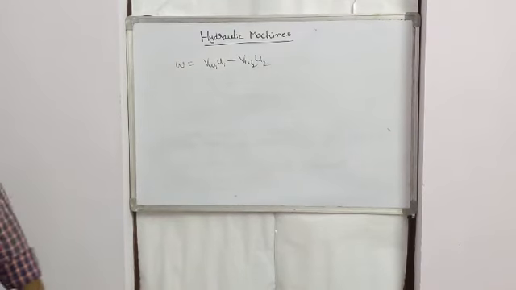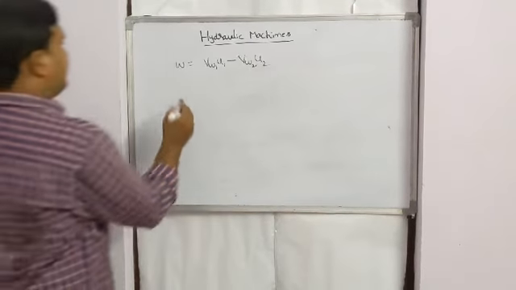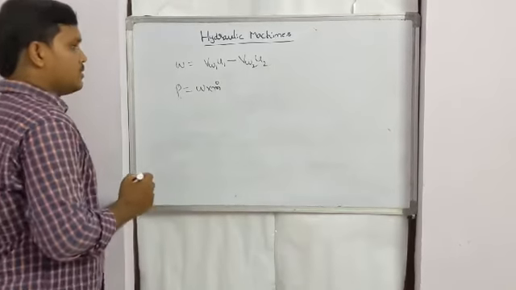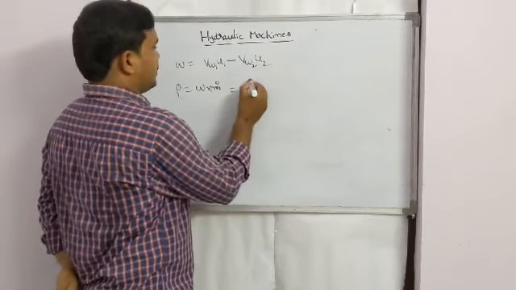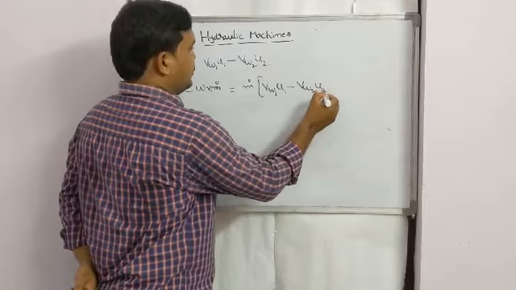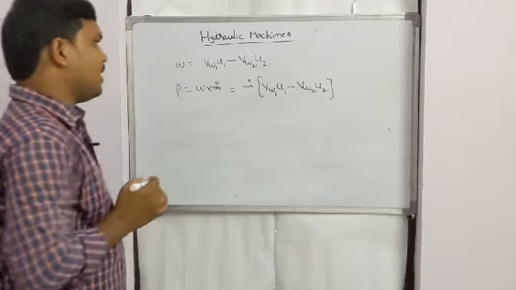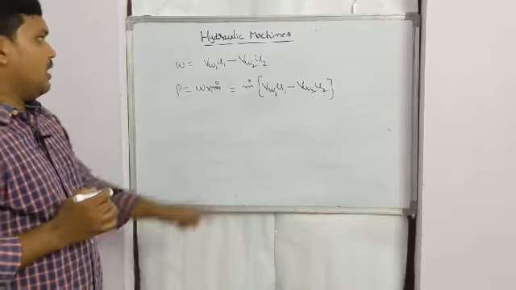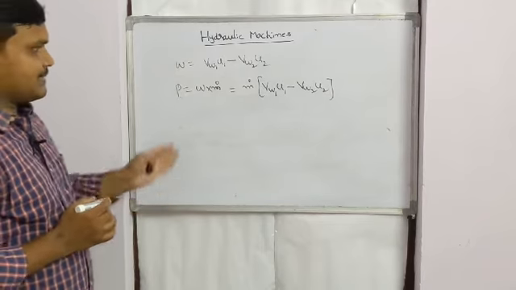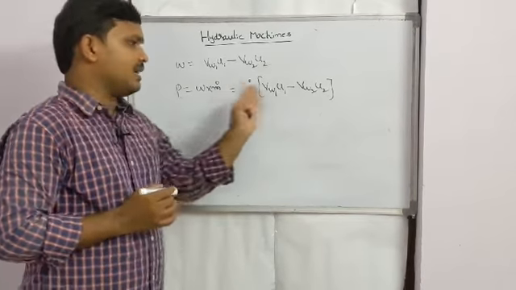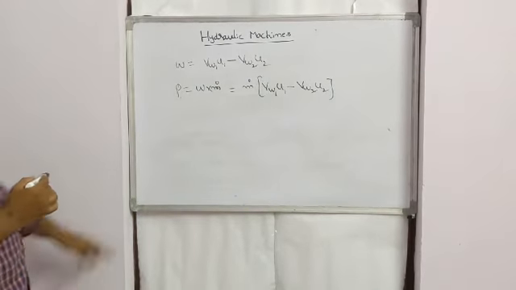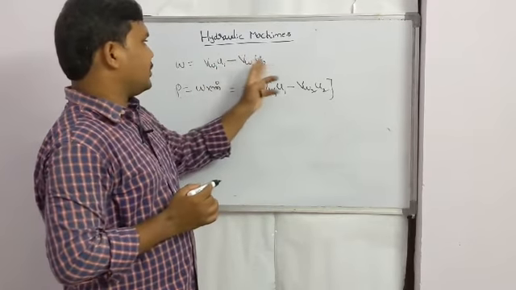If you want power, power is nothing but work done into mass flow rate. So m dot into VW1 U1 minus VW2 U2. Here VW1 is the velocity at inlet and VW2 is the velocity at outlet, whether it is a pump or a turbine, so we are considering the inlet and outlet directions. U1 and U2 are the blade velocities.